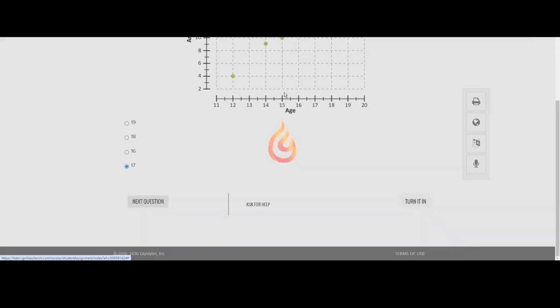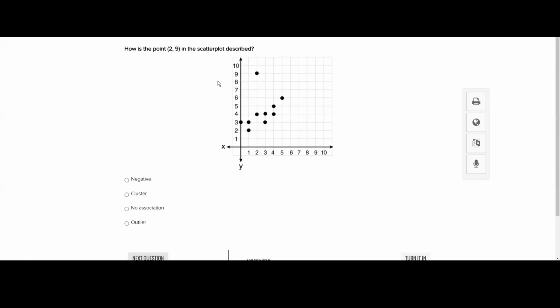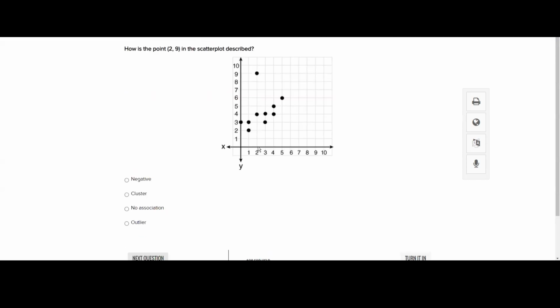Then the next question, let's see. This scatter plot, as you move to the right, it stays the same at a spot, then it goes up, comes down, goes up again, and comes down again, okay? So we can say, okay. How is the point 2, 9 in the scatter plot described? Point 2, 9 is an outlier, okay? It's an outlier because it's way higher than the rest. So outlier.